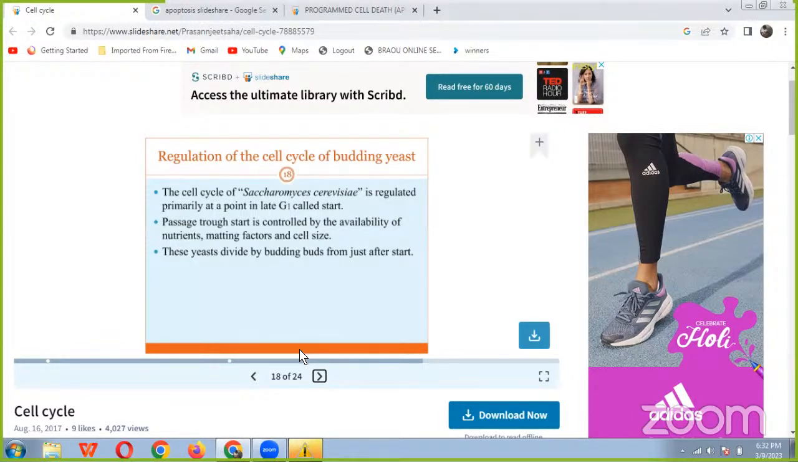The next one is cyclin dependent kinases, which also regulate the cell cycle. Already we discussed that protein kinases are involved in the regulation of the cell cycle. These are very important.